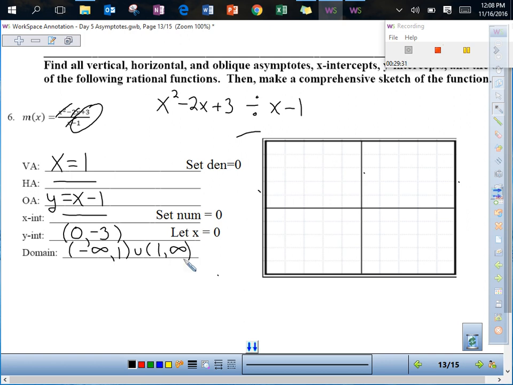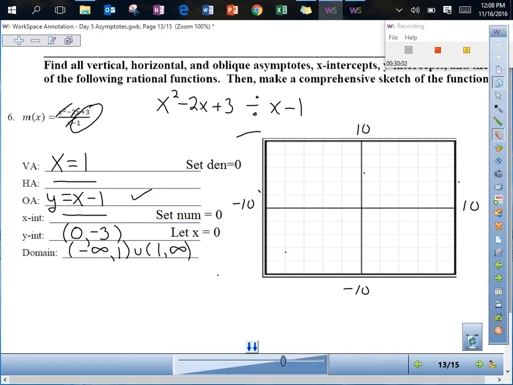Now, to graph this, I notice I have a 1, I have a 0, negative 3. That's getting close. So I'm going to go ahead and count by 2's. So I'm going to go negative 10 to 10, negative 10 to 10. Now guys, whenever an oblique asymptote shows up, try to count by the same scale. That way a slope of 1 just means up 1 unit, over 1 unit. If you have different scales, then you're going to have to count odd.